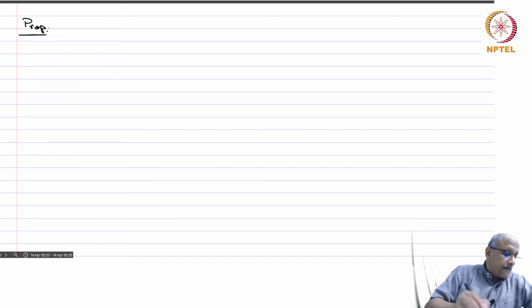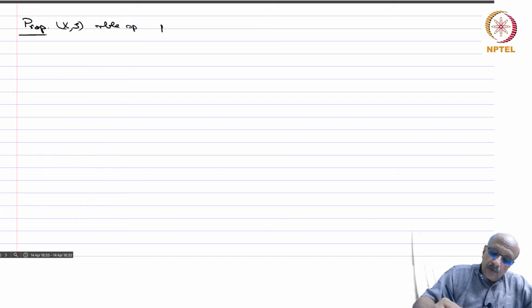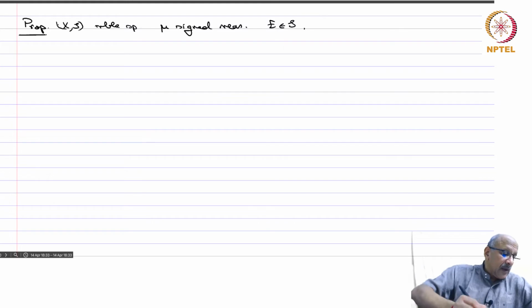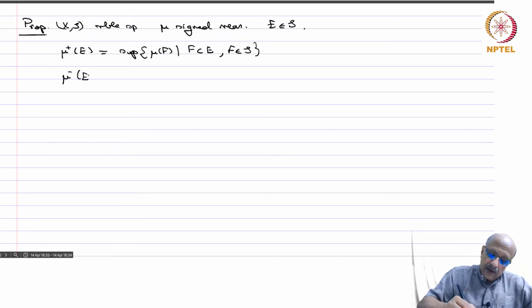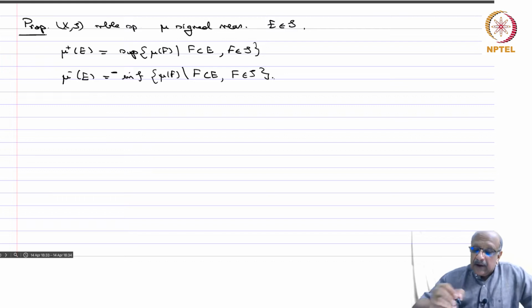Okay. So now proposition: X a measurable space, mu a signed measure, E in S. Then mu plus of E can be defined as the sup of mu of F, F contained in E, F in S, and mu minus of E equals the inf with a minus sign, of mu of F, F contained in E, F in S. So you can define them independent of the Hahn decomposition. The Hahn decomposition is not unique, but the Jordan decomposition is unique.